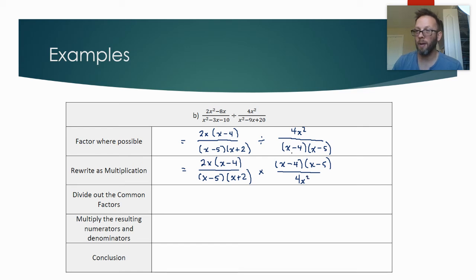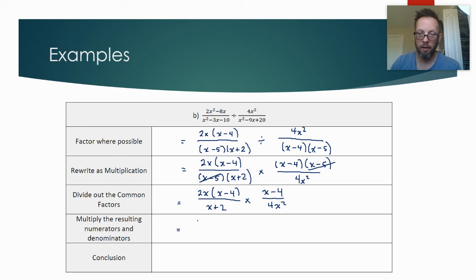And now you can see the only brackets you can actually divide out are the x minus 5 guys. X minus 5 over x minus 5. Let's just write it out. As usual, if you feel like you can do multiple steps at once, then you're more than welcome to. So now we can multiply.